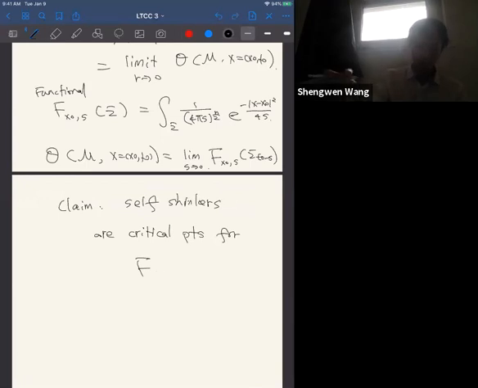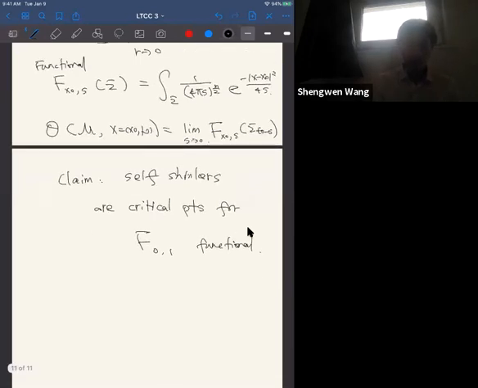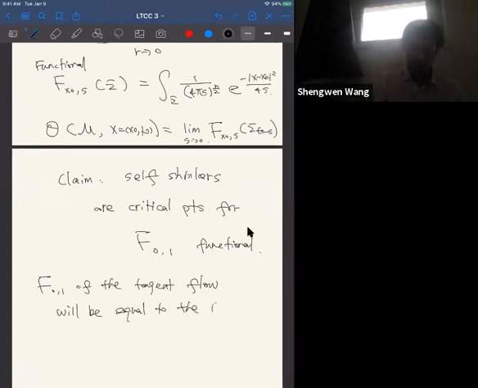So you choose the center point to be 0. And the tangent flow that you obtain is going to be a self-shrinker, and the F functional of that self-shrinker will be exactly equal to the Gaussian density at the singular point that you consider, at x naught, t naught.